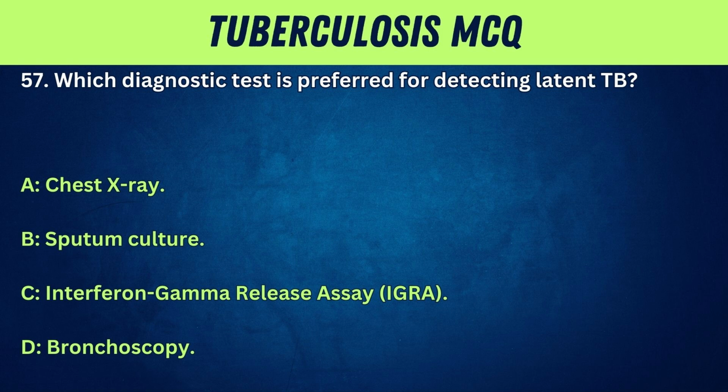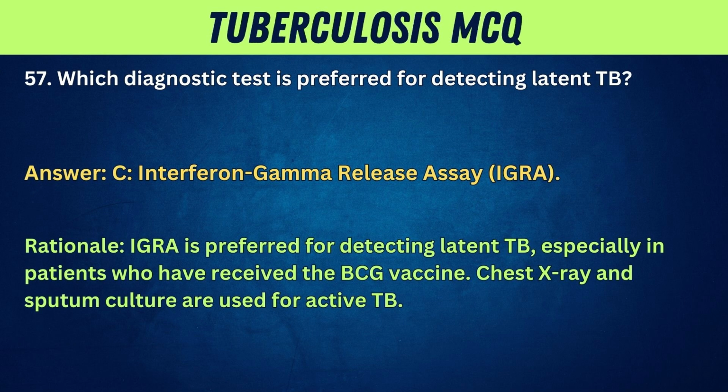57. Which diagnostic test is preferred for detecting latent TB? A. Chest X-ray. B. Sputum culture. C. Interferon gamma release assay, IGRA. D. Bronchoscopy. Answer: C. Interferon gamma release assay, IGRA. Rationale: IGRA is preferred for detecting latent TB, especially in patients who have received the BCG vaccine. Chest X-ray and sputum culture are used for active TB.